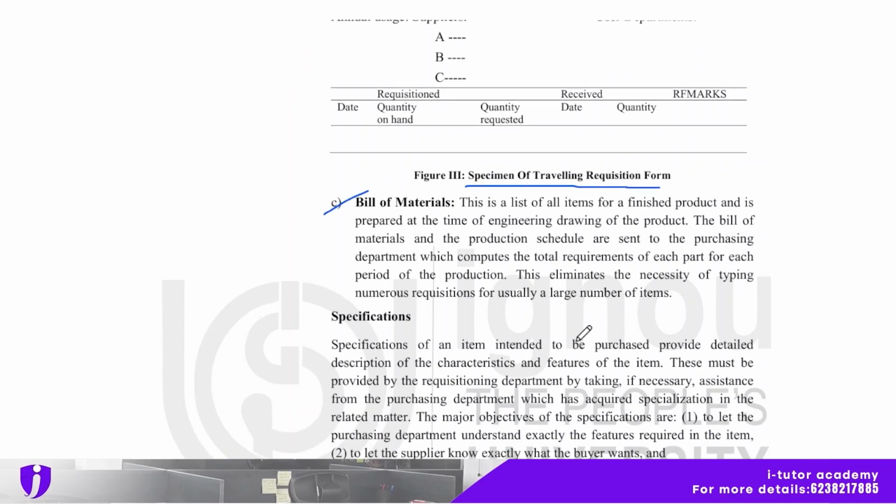And bill of material, this is the list of all items for a finished product and is prepared at the time of engineering drawing of the product. The bill of materials and the production schedule are sent to the purchasing department, which computes the total requirements of each part for each period of the production. This eliminates the necessity of typing numerous requisitions for usually a large number of items.